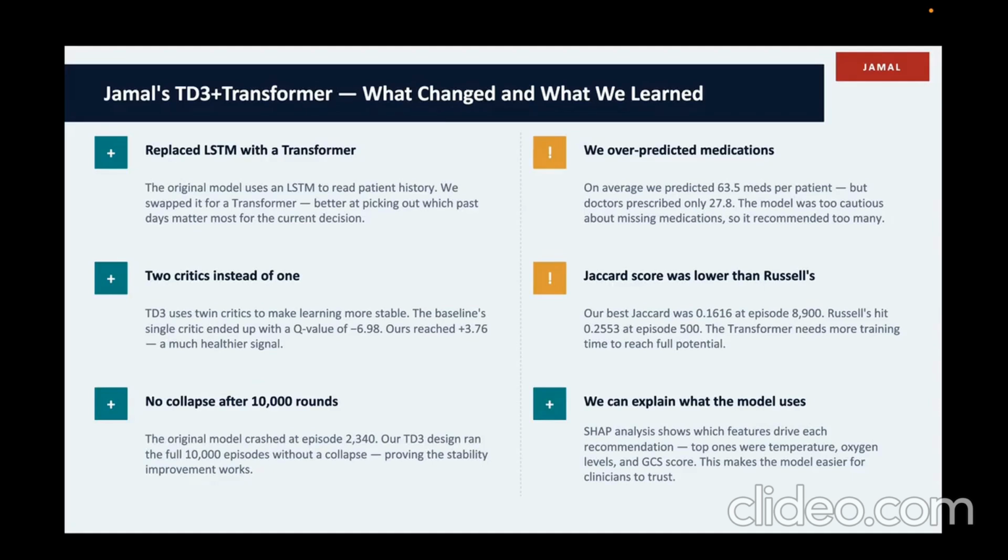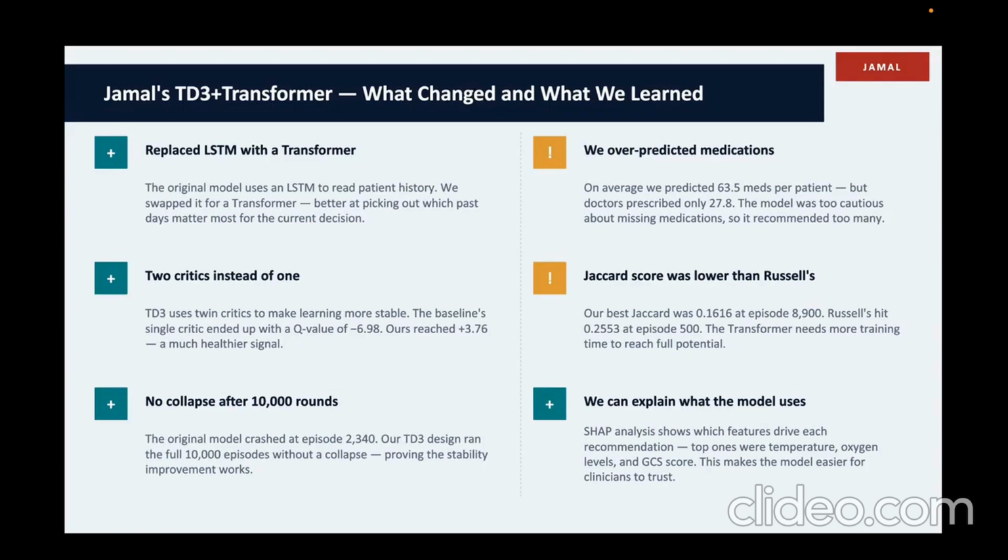The baseline single critic ended up with a Q value of negative 6.98, while ours reached a better result of 3.76, which is a much healthier signal for the model. Also, there was no collapse after 10,000 episodes. The original model actually crashed at 2,340 episodes, but the TD3 design ran the full 10,000 episodes without collapse, which provided stability and shows the improvement works.